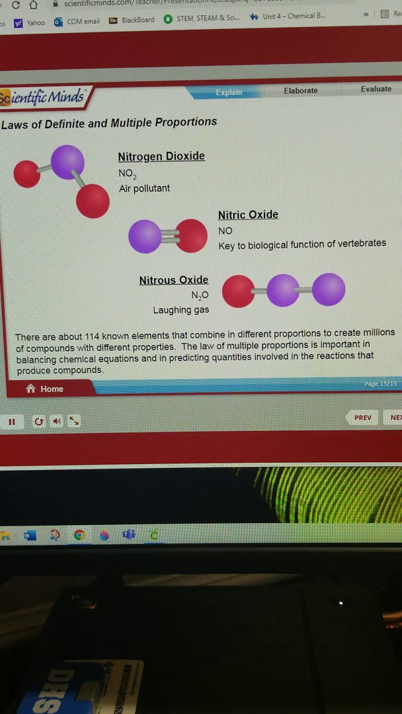There are about 114 known elements that combine in different proportions to create millions of compounds with different properties. The law of multiple proportions is important in balancing chemical equations and in predicting quantities involved in the reactions that produce compounds.